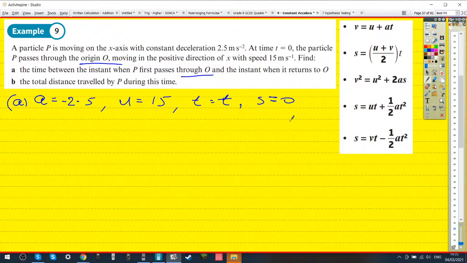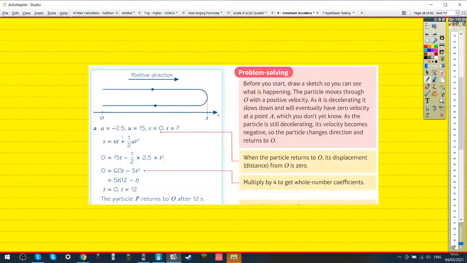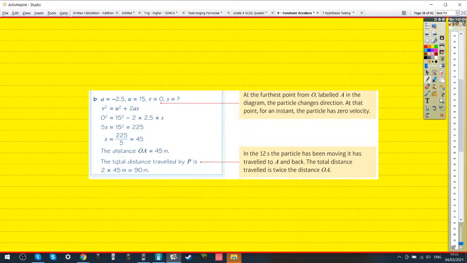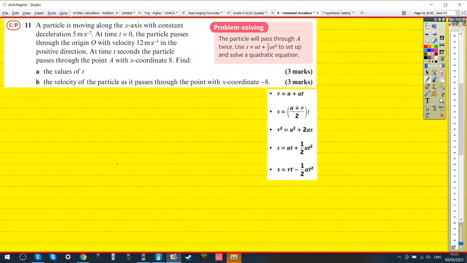Or you could split the journey in half. Sometimes it helps to do a diagram. So that's their diagram, with the positive direction. Right, that's 12 seconds.